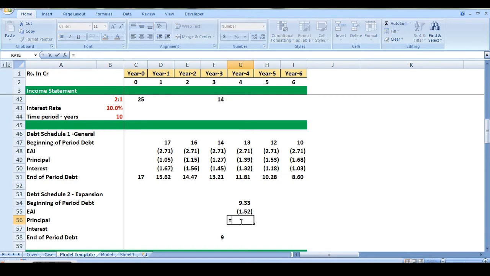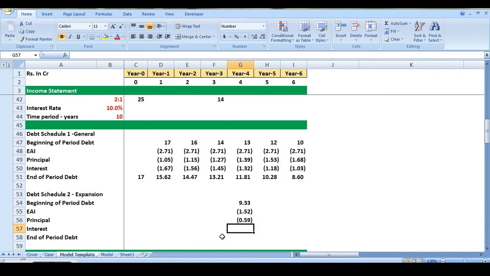I calculate PPMT, that is my principal. I take the interest rate, freeze it. Period. Now here period I will not take 4th because for this loan this is the first year. So I take period as 1. Number of periods for this loan as well is 10 years. So NPER, present value is 9 and FV and type 0.